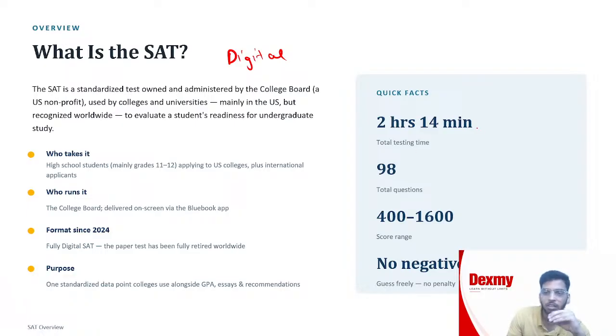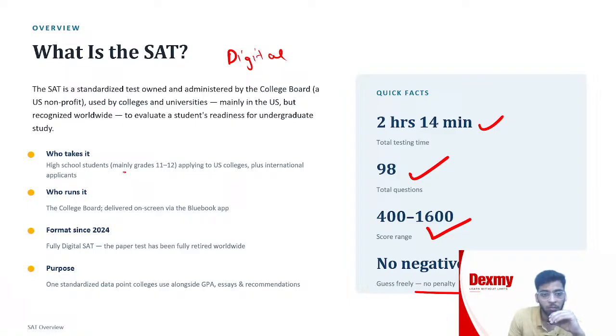So the SAT test's total time is 2 hours 14 minutes, and there are a total of 98 questions. So 98 questions will be there, and you'll be getting 2 hours 14 minutes for that. The scoring range is 400 to 1600. And yeah, there is one more catch. There is no negative marking, so yeah, you can guess freely. There will be no penalty for that.